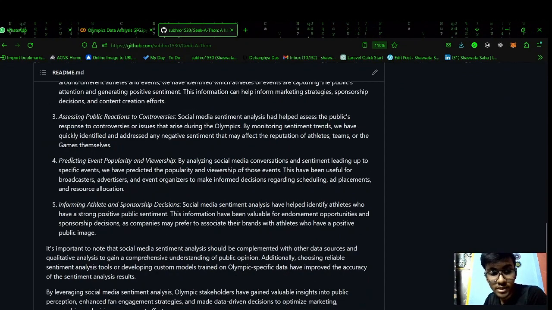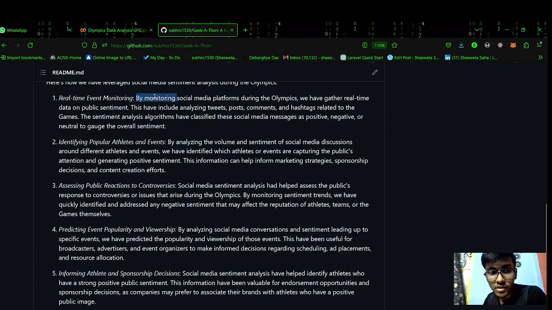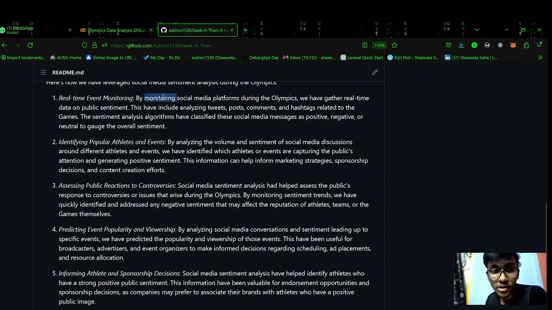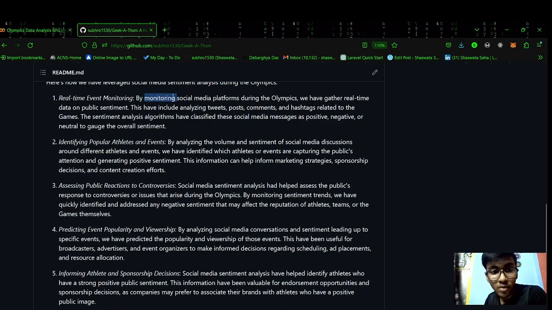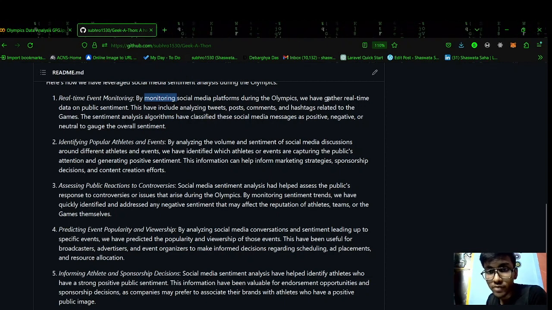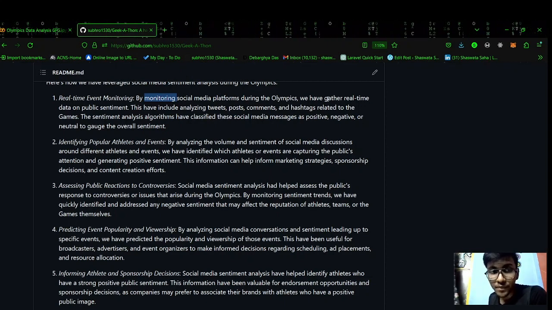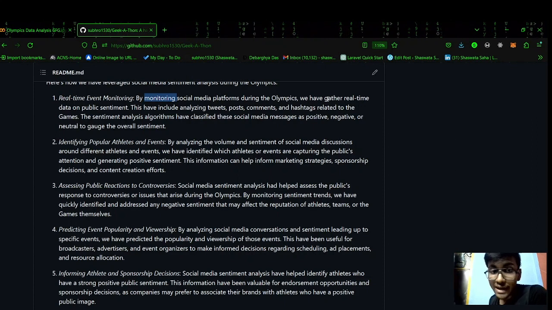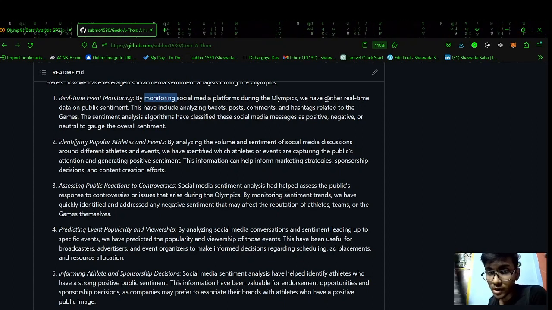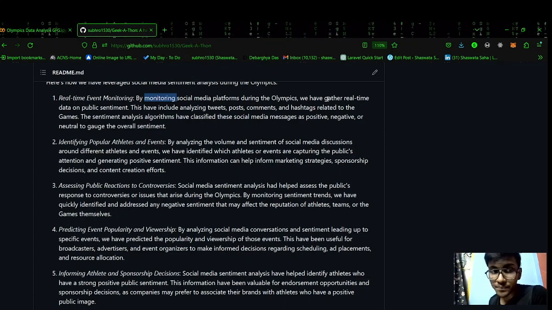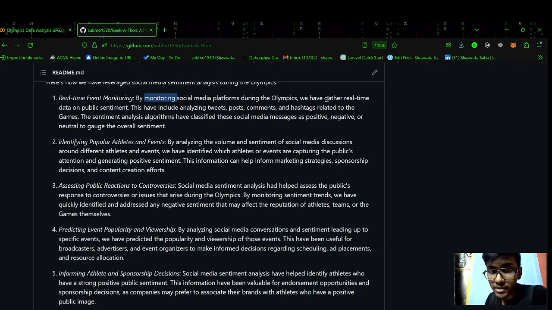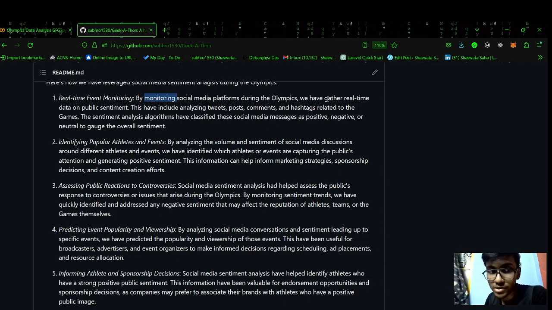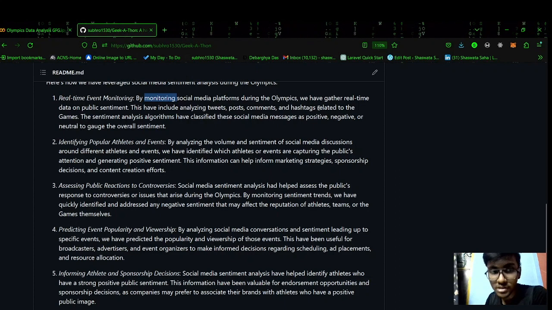The first one was real-time event monitoring, which is, by monitoring social media platforms during the Olympics, we gathered real-time data on public sentiment. This included analyzing tweets, posts or comments and hashtags related to the games. The sentiment analysis algorithms classified the social media messages as positive, negative or neutral to gauge the overall sentiment. This was the first problem statement.